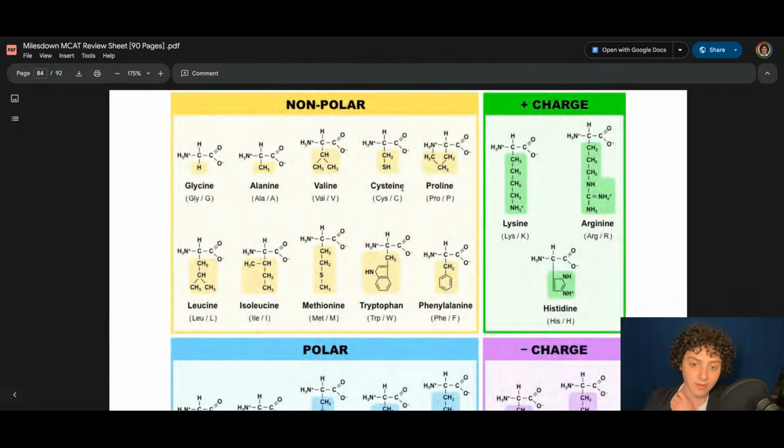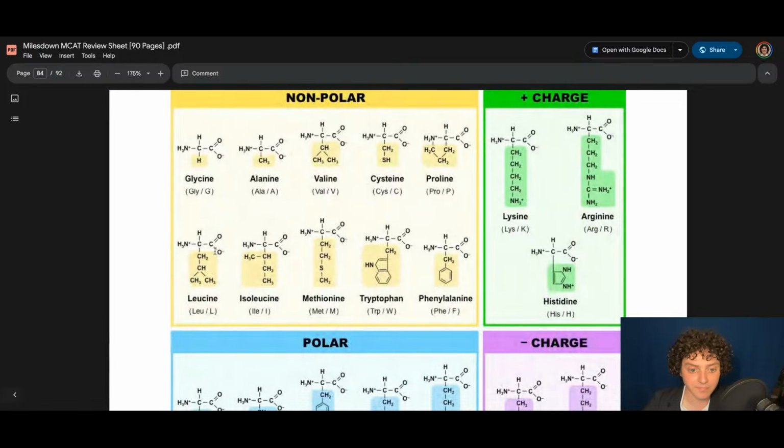For cysteine, the 3-letter abbreviation is CYS. The 1-letter abbreviation is C. The R group is CH2SH. For proline, the 3-letter is PRO, and the 1-letter is P. And the R group is CH2, CH2, CH2, 3 members of a 5-membered ring, which includes the alpha carbon and the NH2 group itself, or the amino group of the backbone of the amino acid.